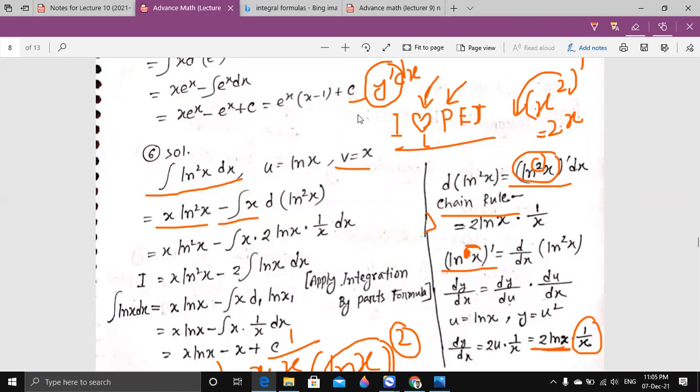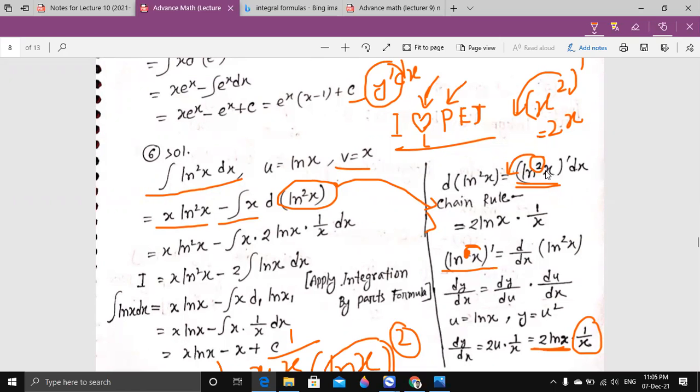So see, we are doing some very cool integration, but suddenly some complex function came out, and we don't know how to calculate ln square x. So that's why we use chain rule, and chain rule is outside inside function. So here we have the derivative of ln square x. Firstly, the outside function is this square.